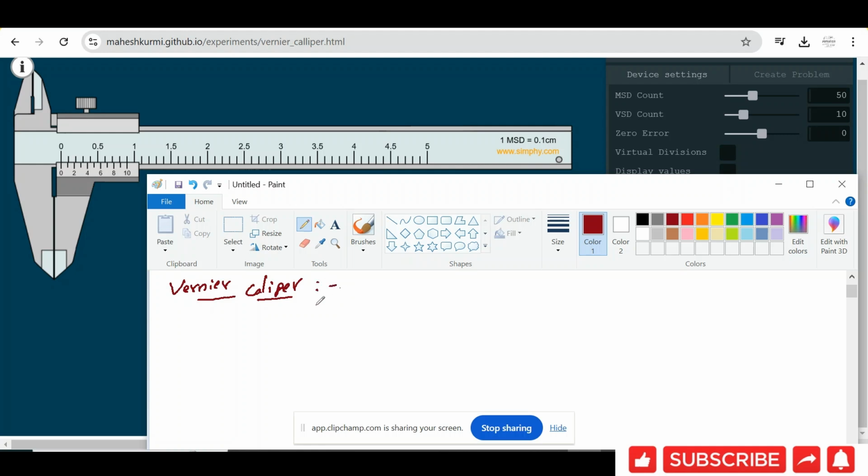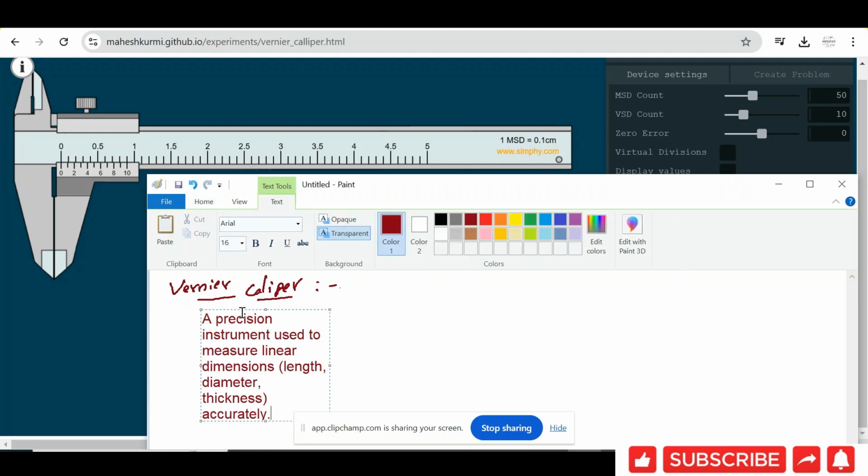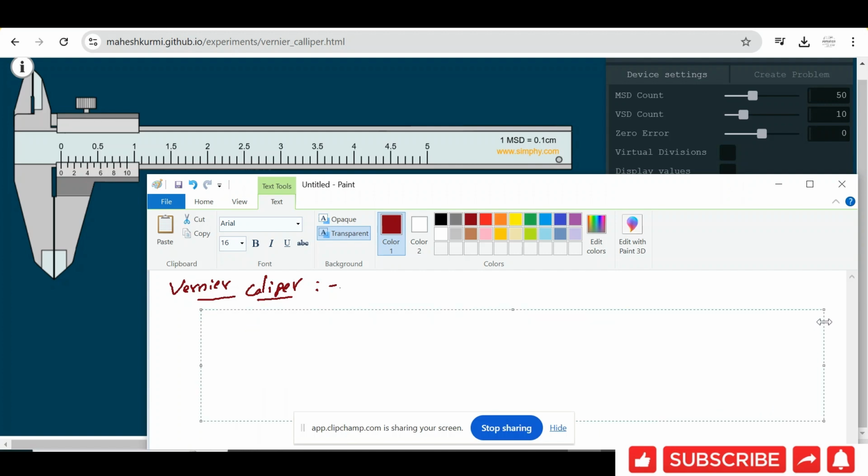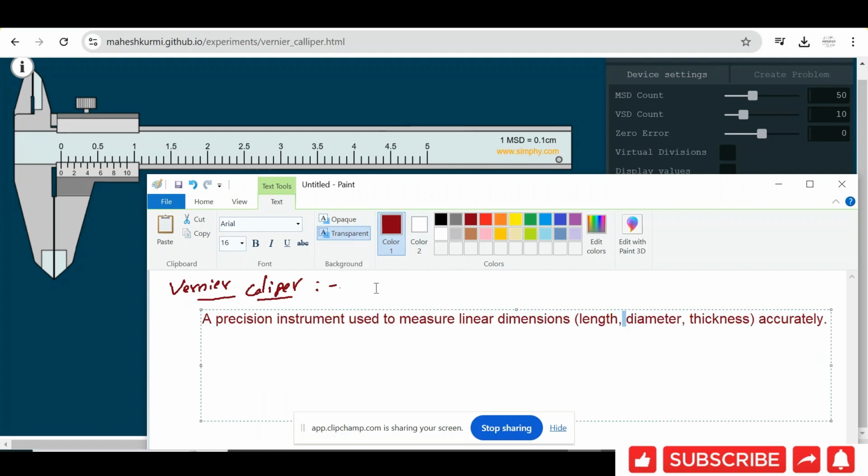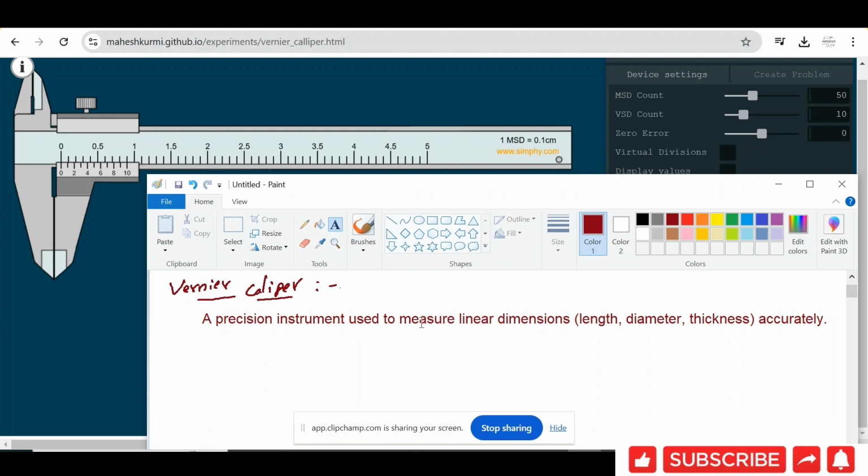Today's topic, Vernier calipers. So it is an instrument, right? You can see up in the animation, it is an instrument. Why we use it? A small definition is given from Google: it's a precision instrument used to measure length, depth, thickness. Of course, let's see how to use this instrument first. Then we will come back to the topic.